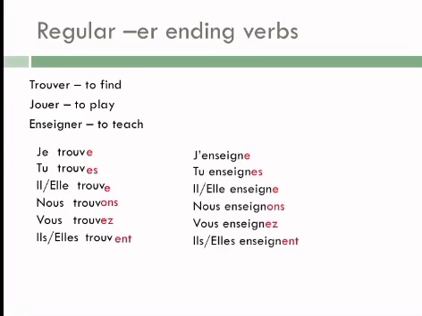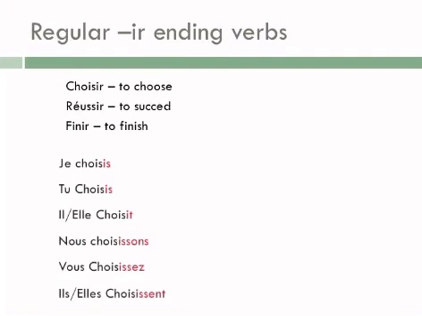Now let's see the conjugation of regular ir ending verbs. I have given here three regular ir ending verbs. First one is choisir, which means to choose, réussir, to succeed, finir, to finish. Let's see how to conjugate ir ending verbs. First step is to write all the 8 subjects, then remove ir from the verb and put these endings: is, is, it, issons, issez, and issent.